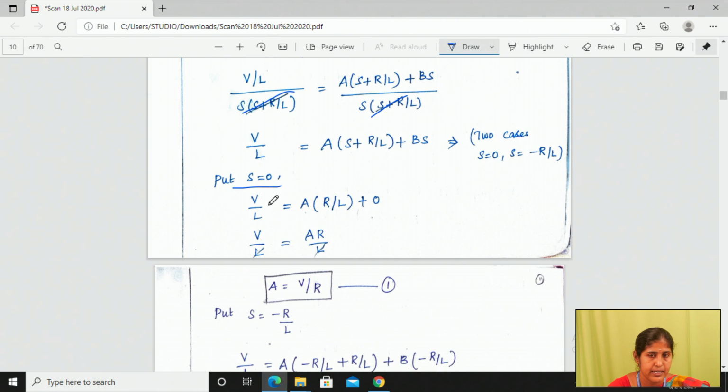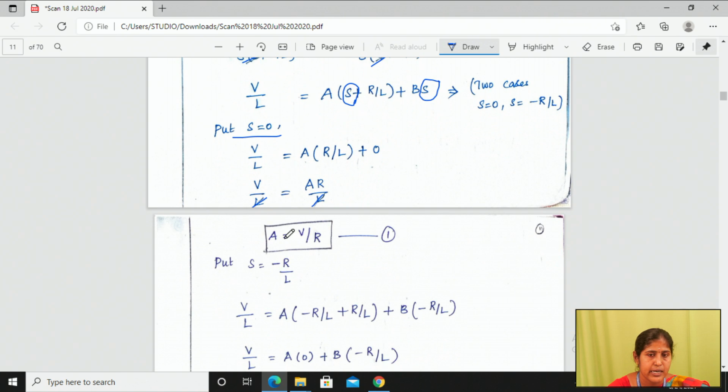V by L is equal to A into, now substituting s equal to 0, A into R by L plus B into s, which means B into 0, which is equal to 0. So we get V by L equal to AR divided by L. Now you can cancel the denominator on both sides, so finally A is equal to V by R. Note down this equation number 1.